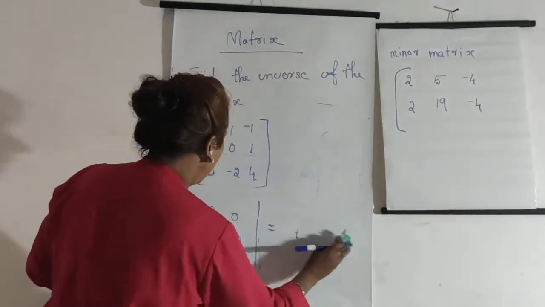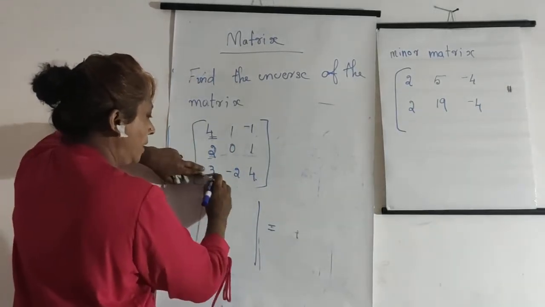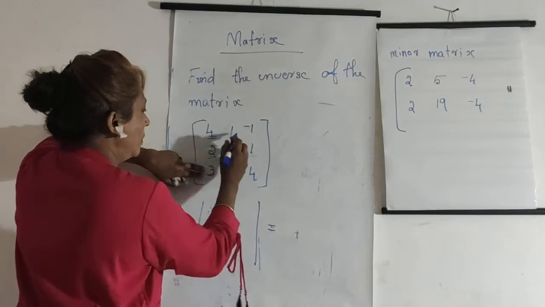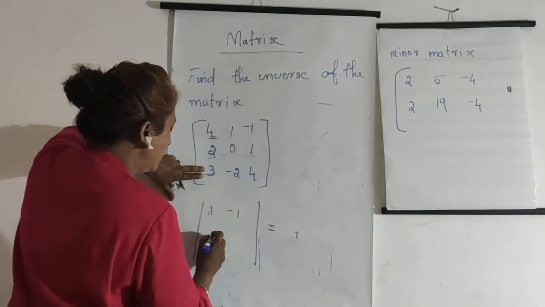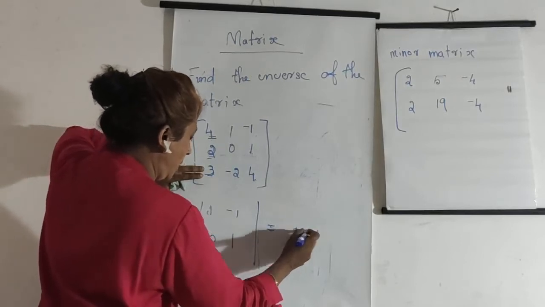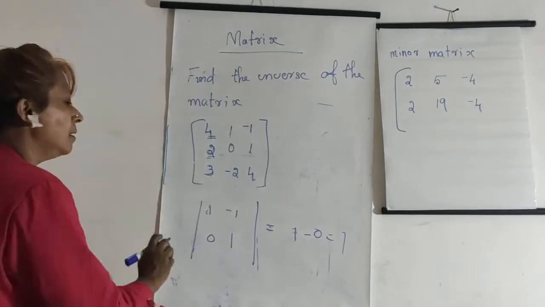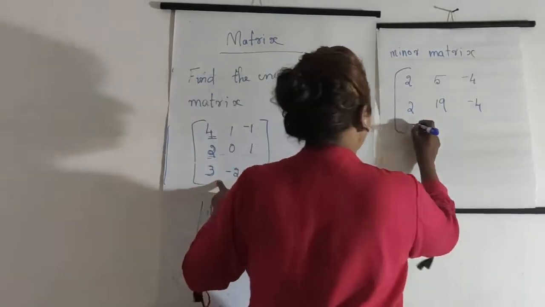And then the next one, it is for 3. For this 3, we can exclude this one and this one. So the remaining is 1, negative 1, 0, 1. So it is 1 minus negative 1 times 0, which is 1 minus 0, so 1. So I am going to write 1 here.